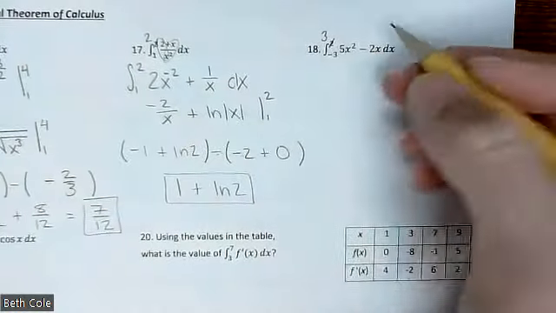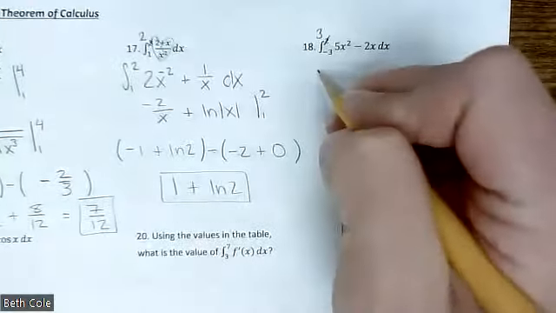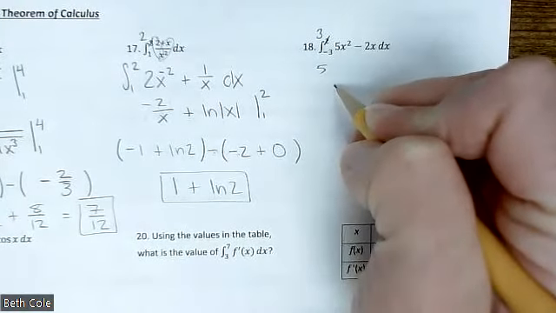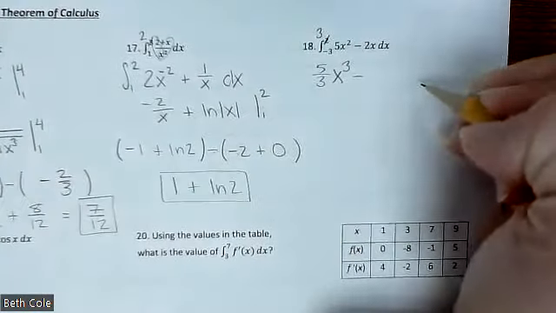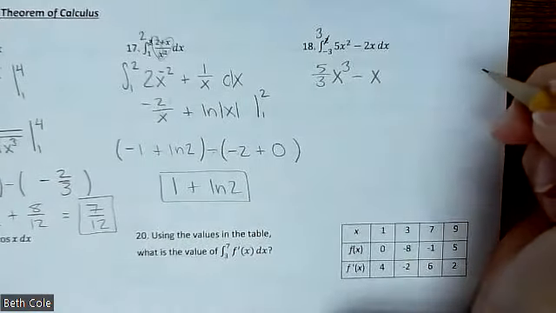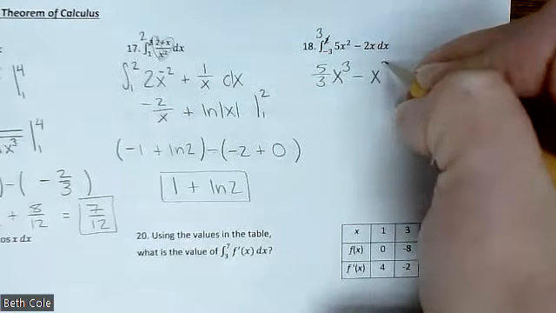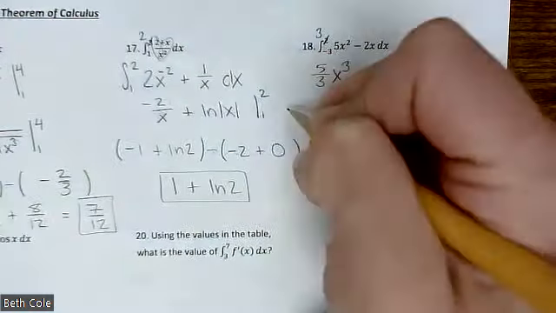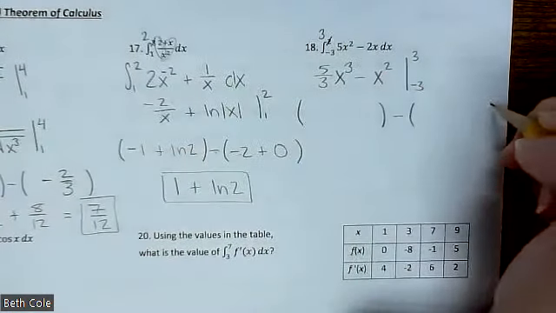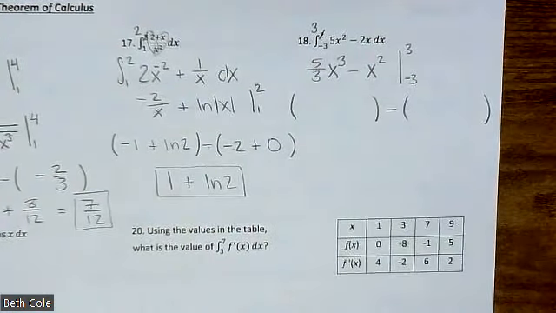All right, antiderivative for this one. What do you guys think? Yep. 5 over 3 x cubed, good. Minus x squared, good. Such that negative 3 to 3. So upper boundary minus lower boundary, you're gonna have to fight your way through it the whole way.